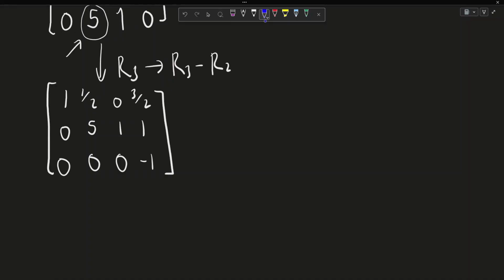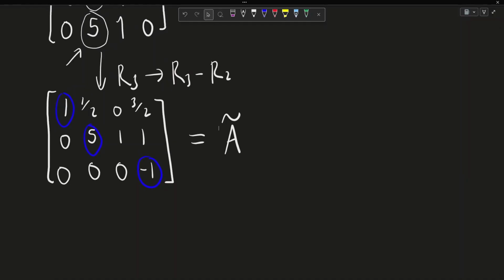We observe that the pivots are 1, 5, and negative 1, and we can write this as A tilde to indicate that this is the original matrix A in row echelon form.